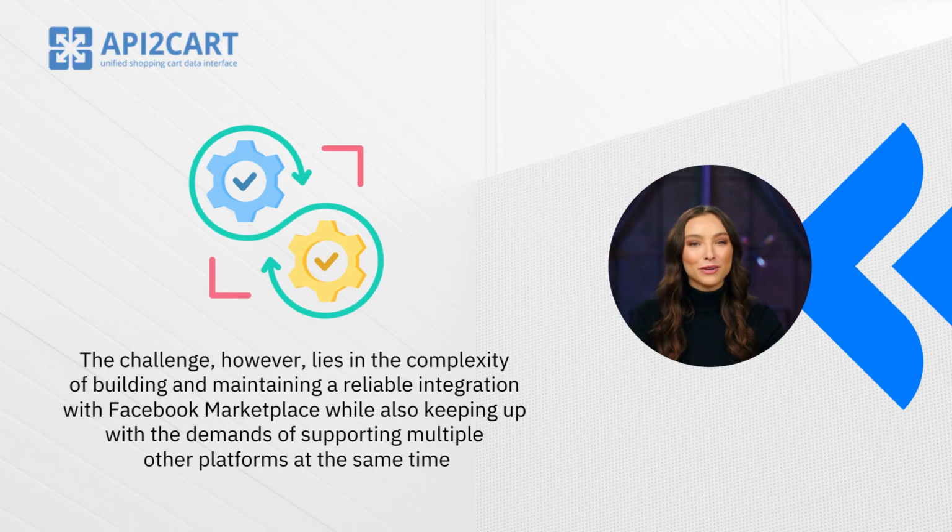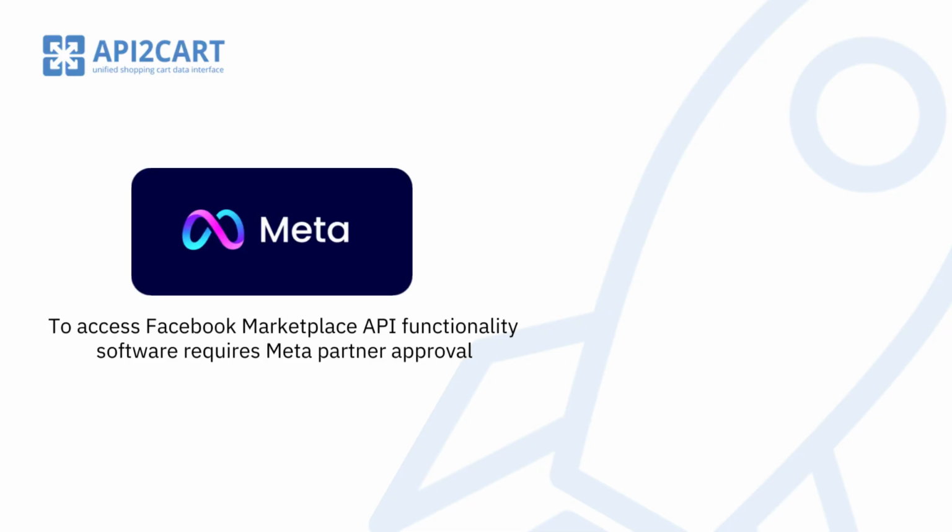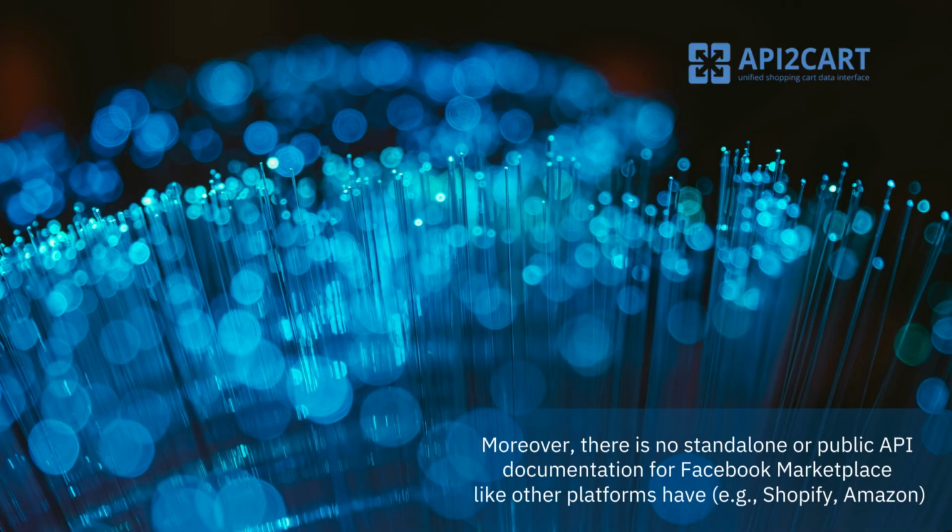The challenge, however, lies in the complexity of building and maintaining a reliable integration with Facebook Marketplace, while also keeping up with the demands of supporting multiple other platforms at the same time. To access Facebook Marketplace API functionality, software requires Meta partner approval. Moreover, there is no standalone or public API documentation for Facebook Marketplace like other platforms have, e.g., Shopify, Amazon.